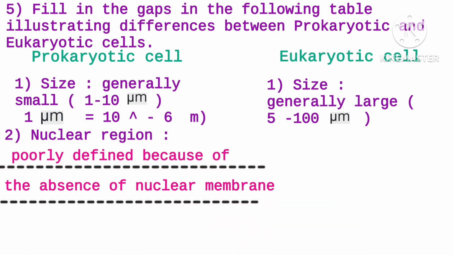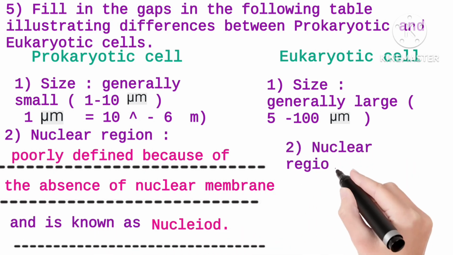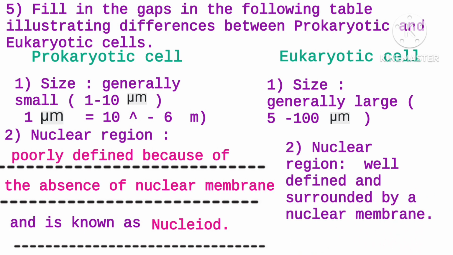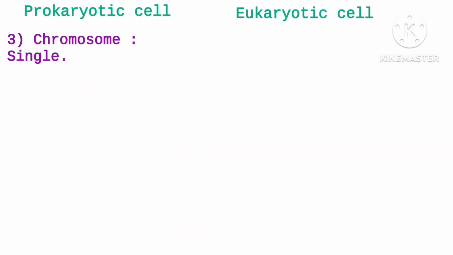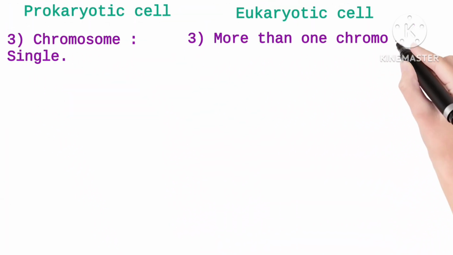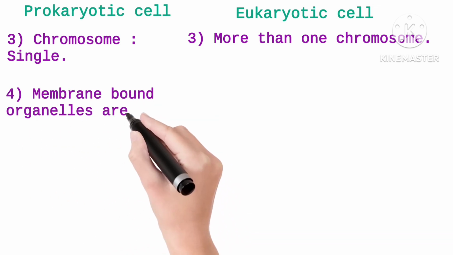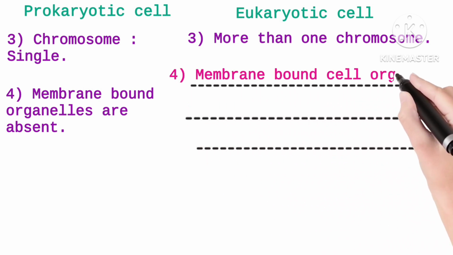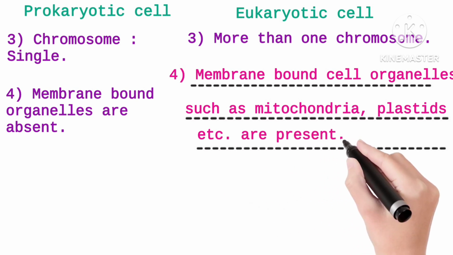Nuclear region is poorly defined because of the absence of nuclear membrane in prokaryotic cell and is known as nucleoid. Nuclear region is well defined and surrounded by a nuclear membrane in eukaryotic cell. In prokaryotic cell, chromosome is single. In eukaryotic cell, more than one chromosome is present. In prokaryotic cell, membrane-bound organelles are absent. In eukaryotic cell, membrane-bound cell organelles such as mitochondria, plastids, etc. are present.